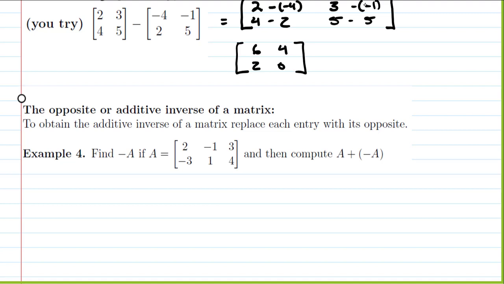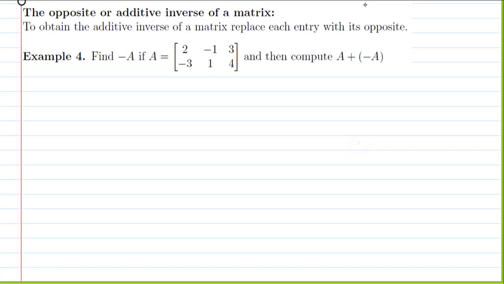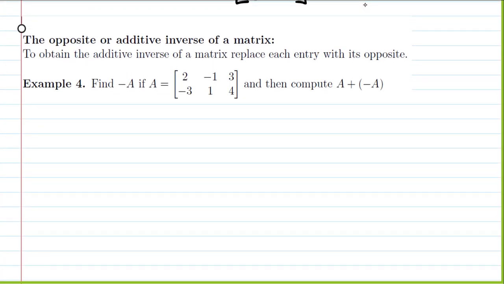Well, we're going to generalize that to matrices. To obtain the additive inverse of a matrix, we replace each entry with its opposite. So we want to find negative A, if A is equal to row 1: 2, -1, 3, and row 2: -3, 1, 4, and then compute A plus negative A.